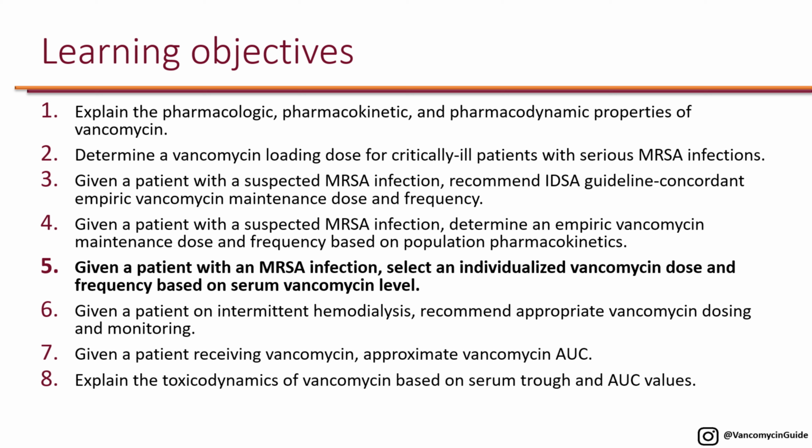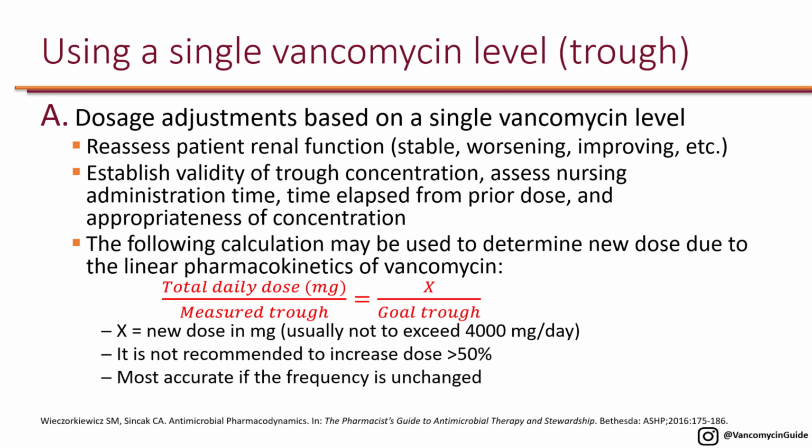Now the next learning objective is, given a patient with an MRSA infection, select and individualize vancomycin dose and frequency based on serum vancomycin level. Most hospitals in the US get a single vancomycin level, typically a trough level. So first, let's examine how to adjust the dose based on a single vancomycin level.